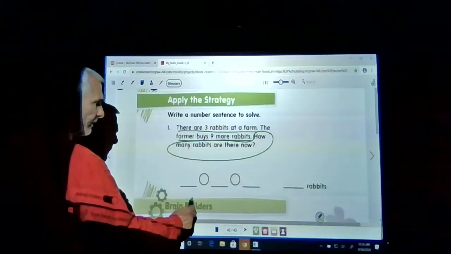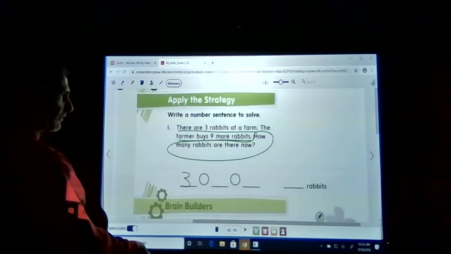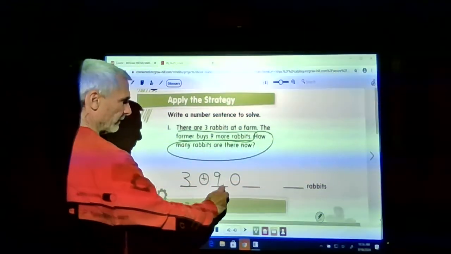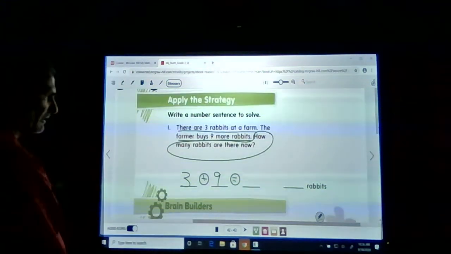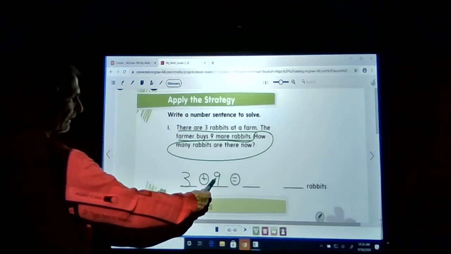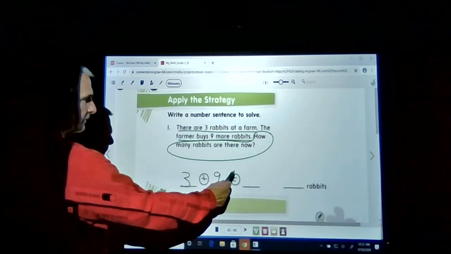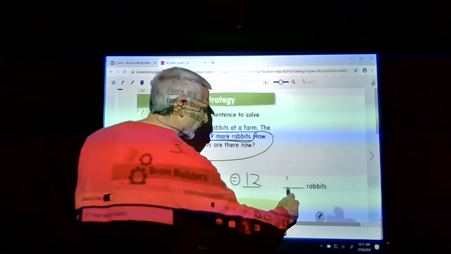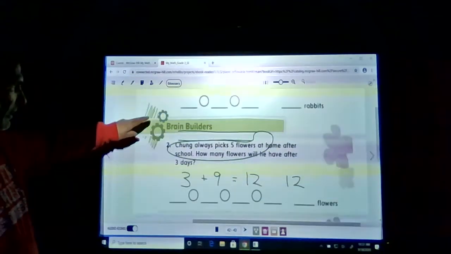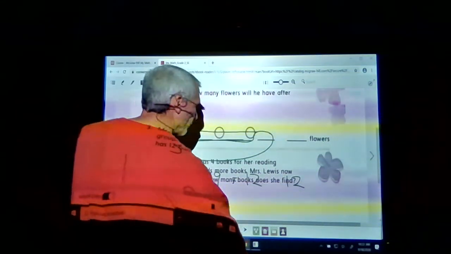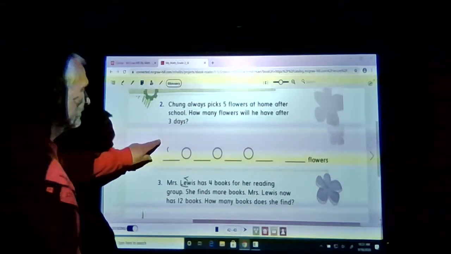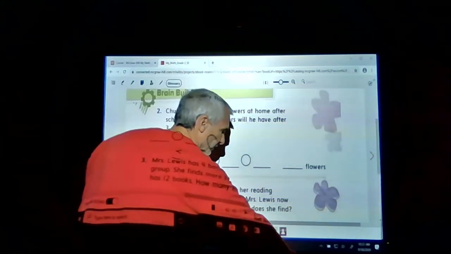There are 3 at the farm, and the farmer buys 9 more, plus 9. What does that equal? Let's start with the biggest number, 9, and count on 3 more. 9, 10, 11, 12. And so we have 12 rabbits. Let's try number 2 and number 3. And number 2. See, this is getting easier, right?